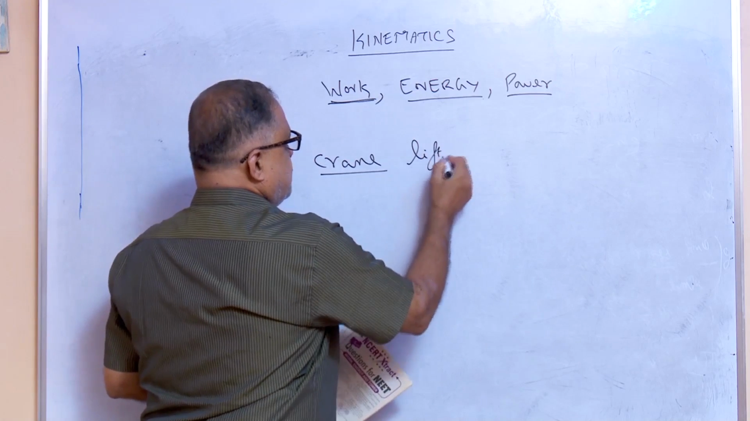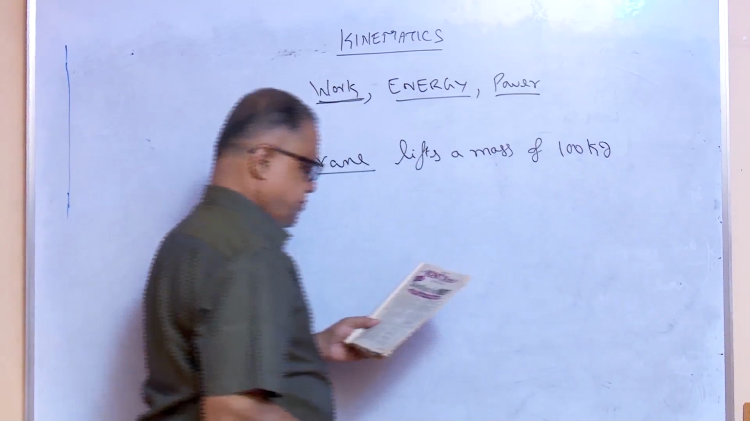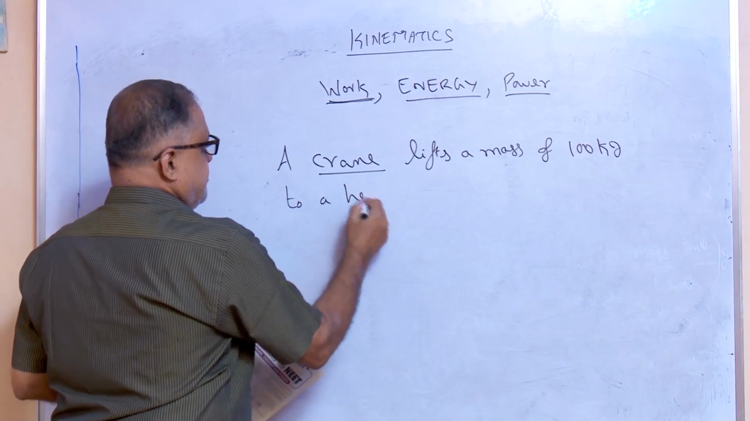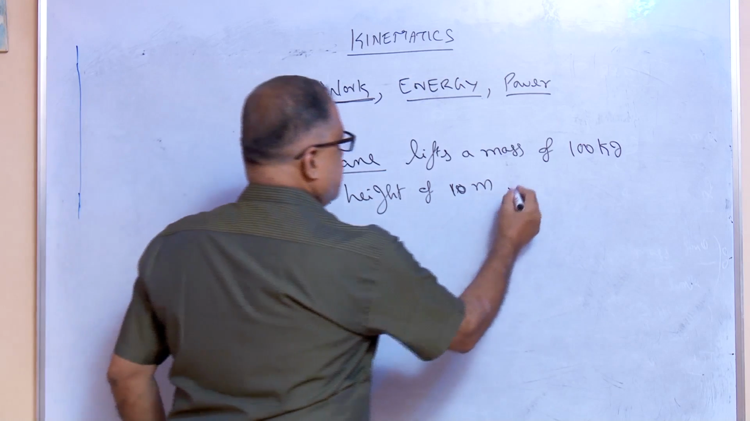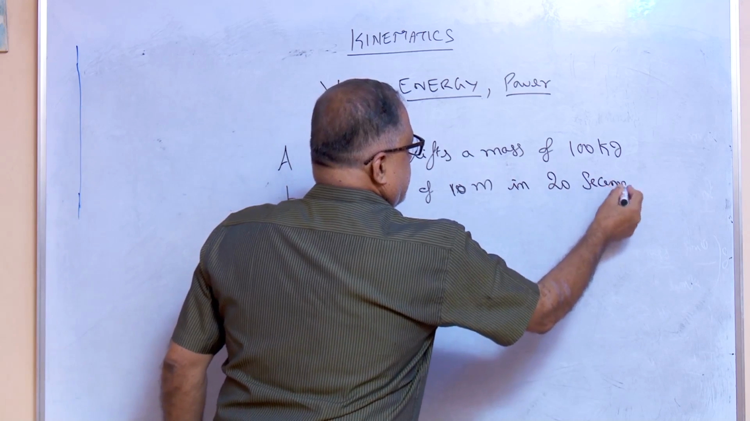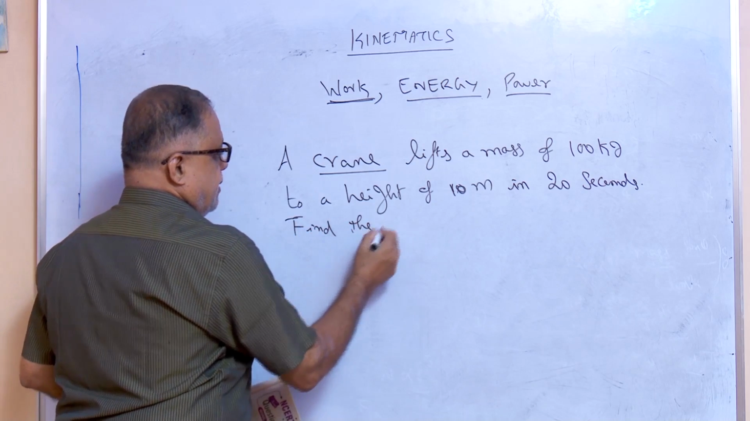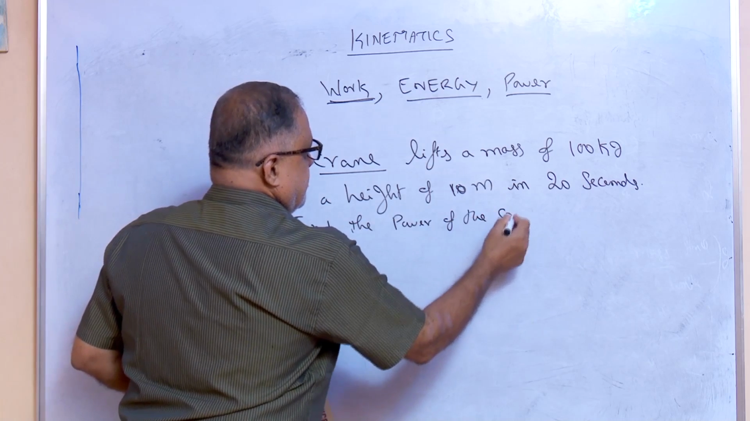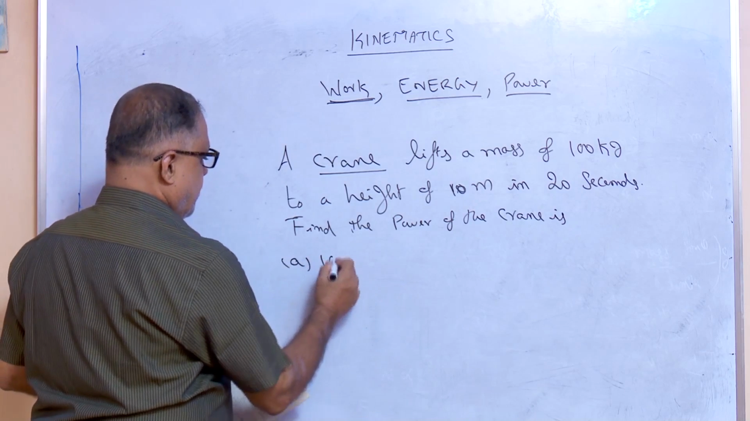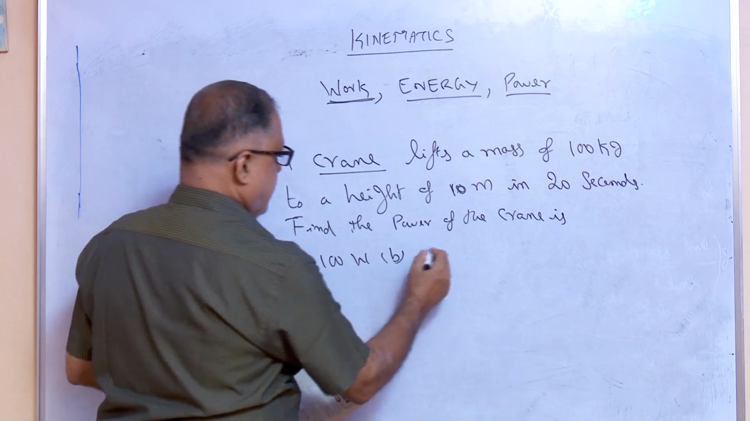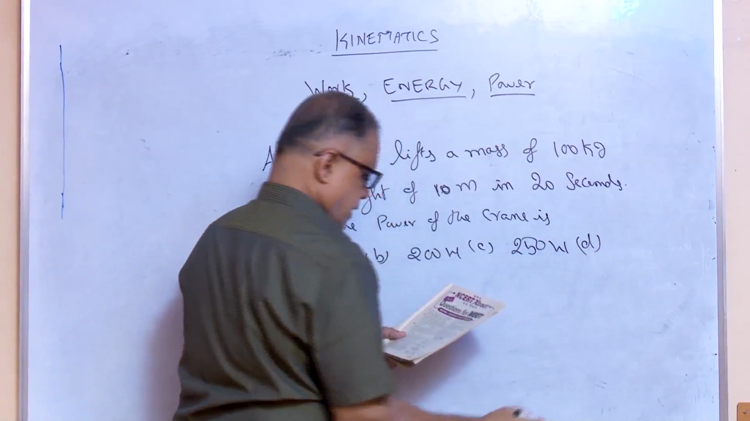A crane lifts a mass of 100 kg to a height of 10 meters in 20 seconds. Now the question: find the power of the crane. They have given some options like this. The SI unit of power is watts: A, 100 watts; B, 200; C, 250; and the last option D, 500 watts.